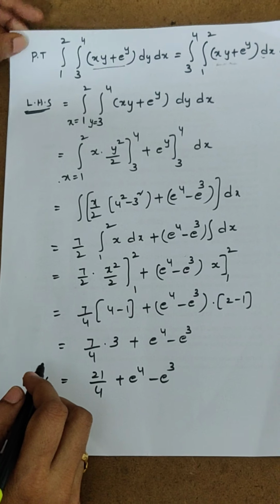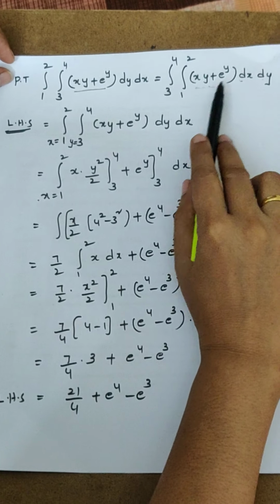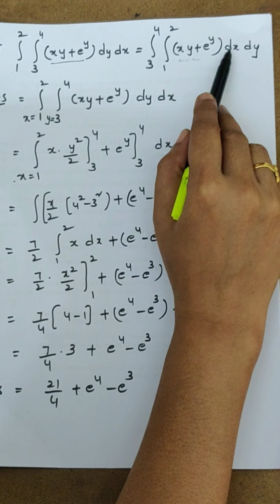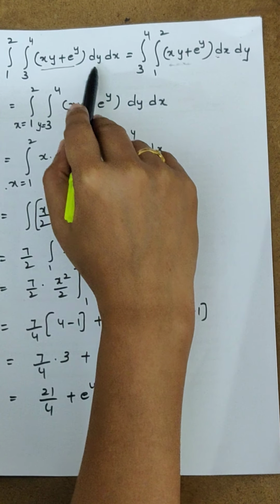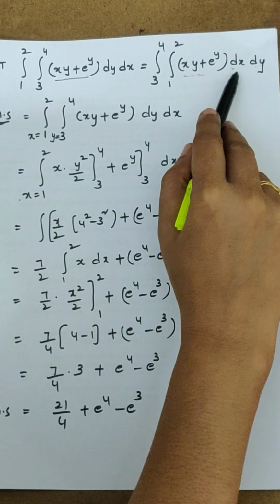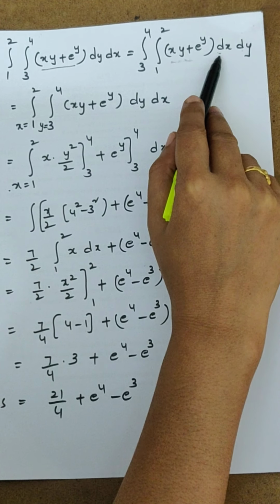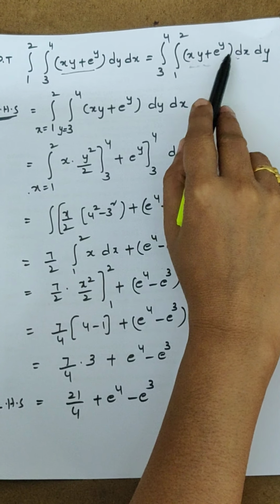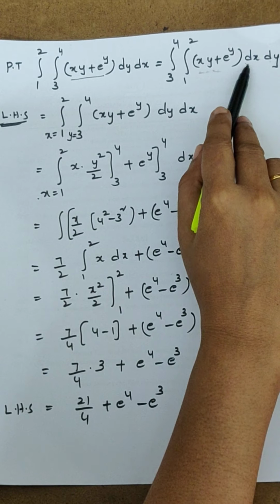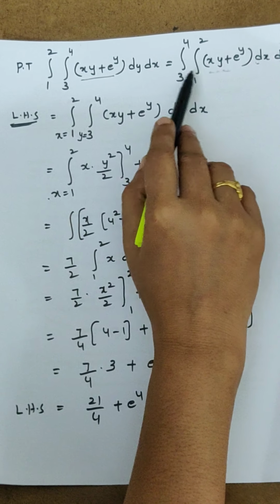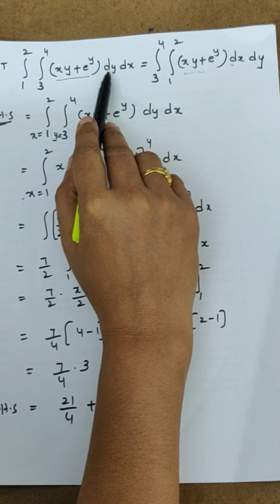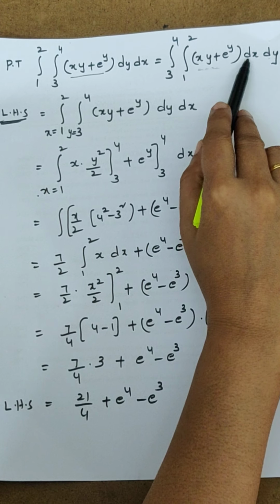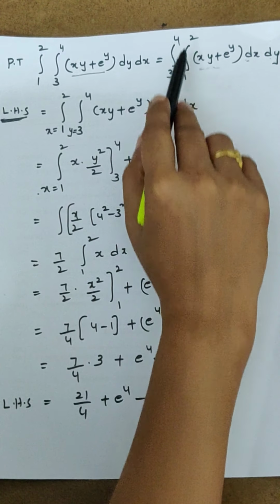And later we are going to do the RHS part integral evaluation. That is, the order of integration is changed. Here first we did with respect to y by keeping x constant. Now we are doing with respect to x integration by keeping y constant. You have to observe one more point. Together with the change of order of integration, they changed the limits also accordingly. With respect to y the limits are 3 to 4. Here we are doing with respect to x. X limits are also changed accordingly.